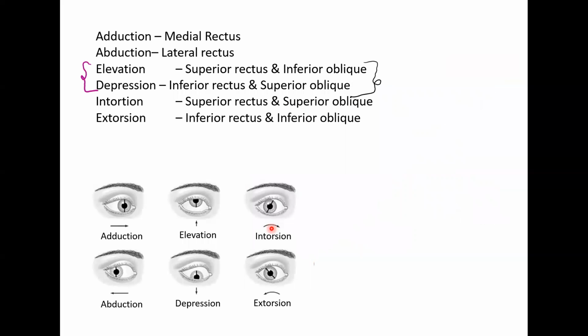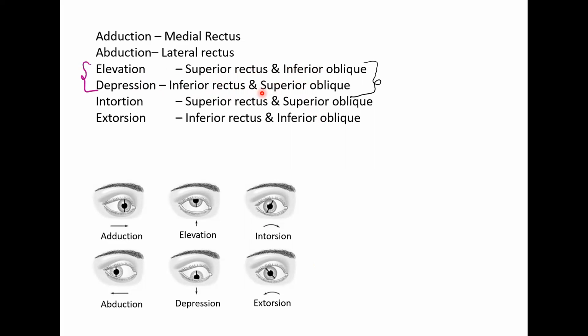Now in this diagram we can see the elevation and depression. The elevation is done by superior rectus and inferior oblique, while depression is done by the inferior rectus and superior oblique. Now we will study with the next slides how these two types of muscles, which are responsible for elevation and depression, differ in their action.